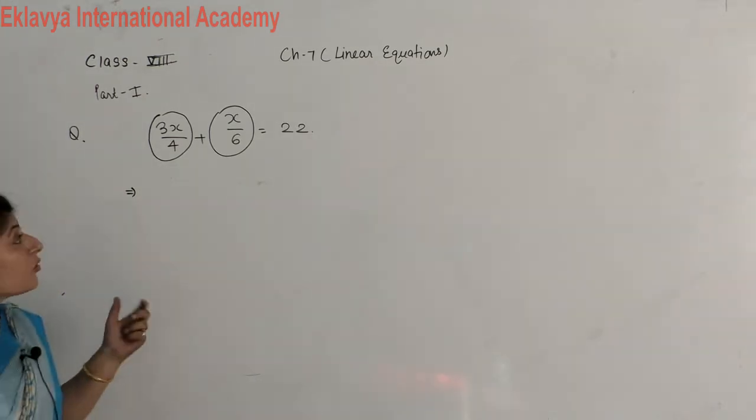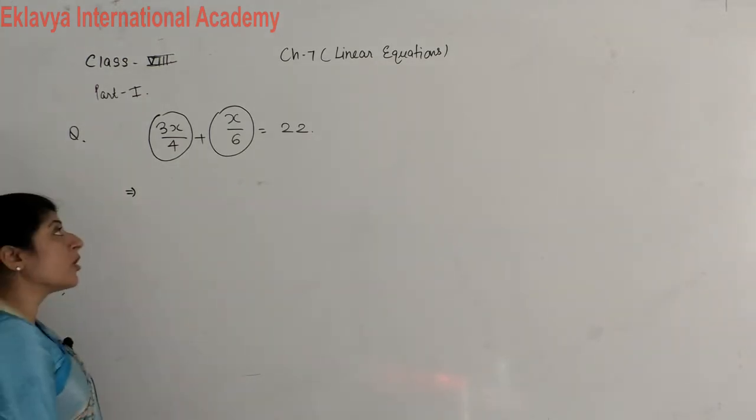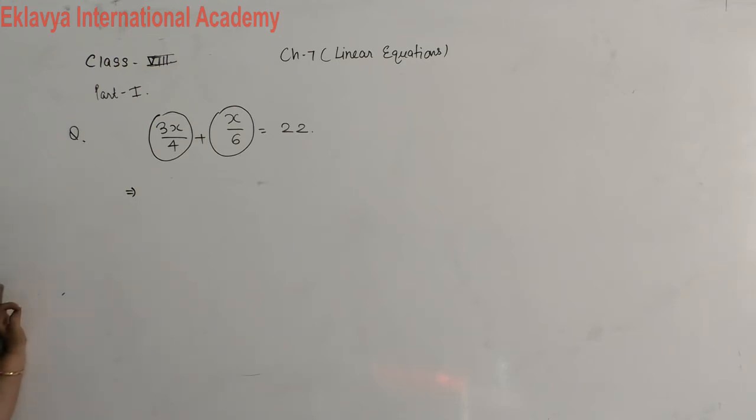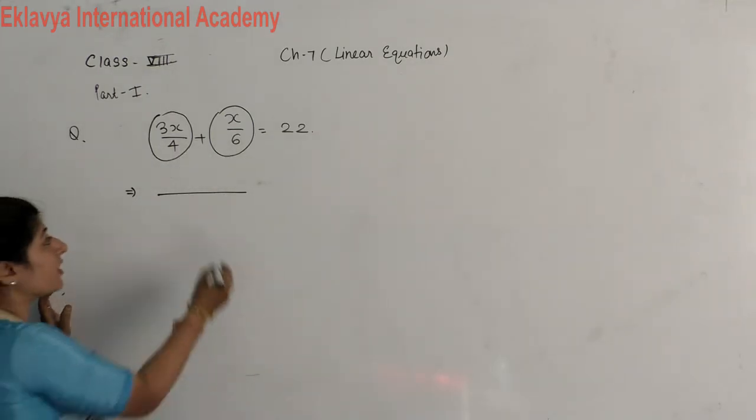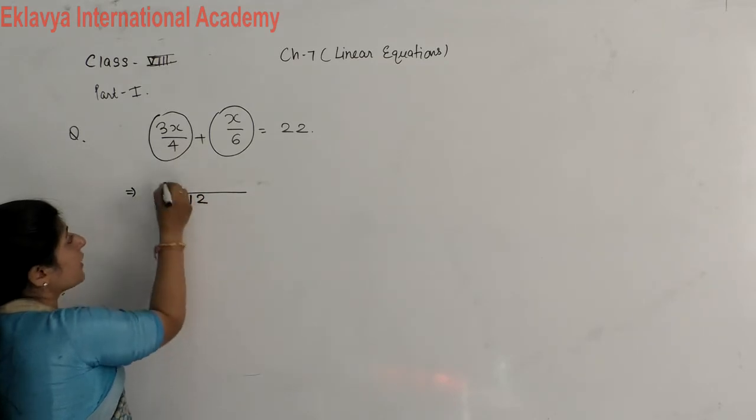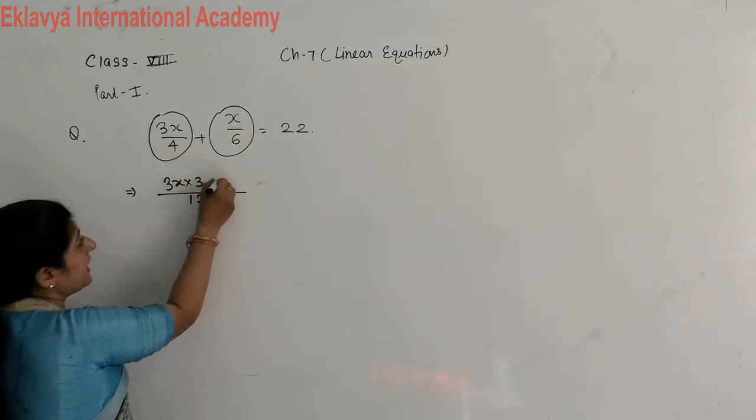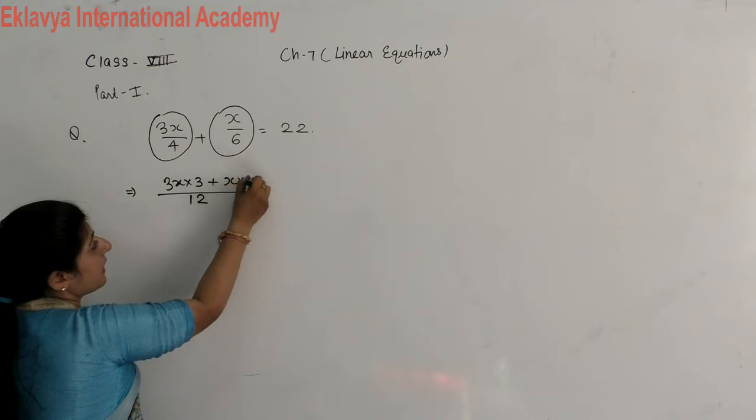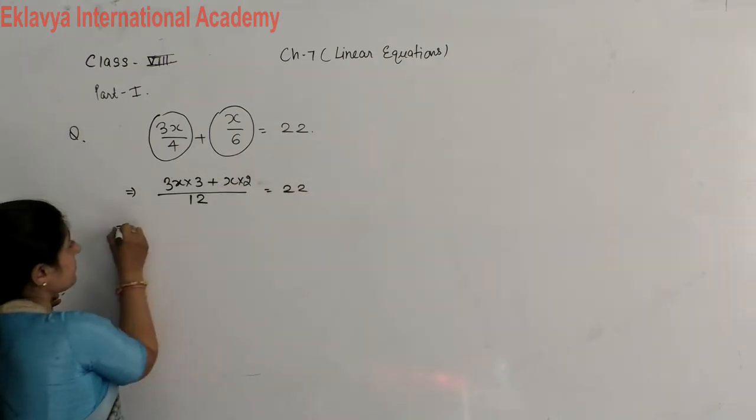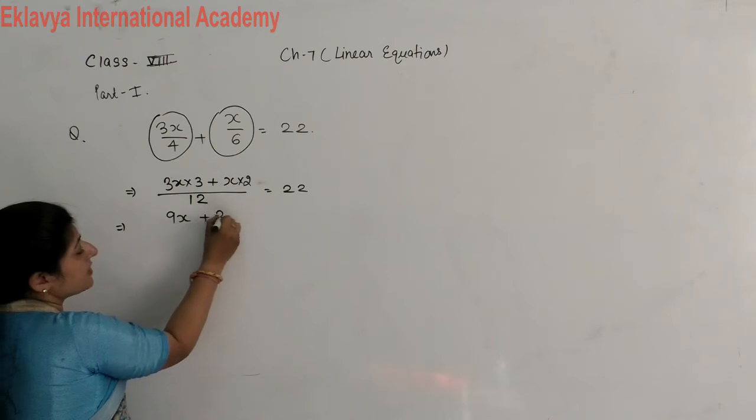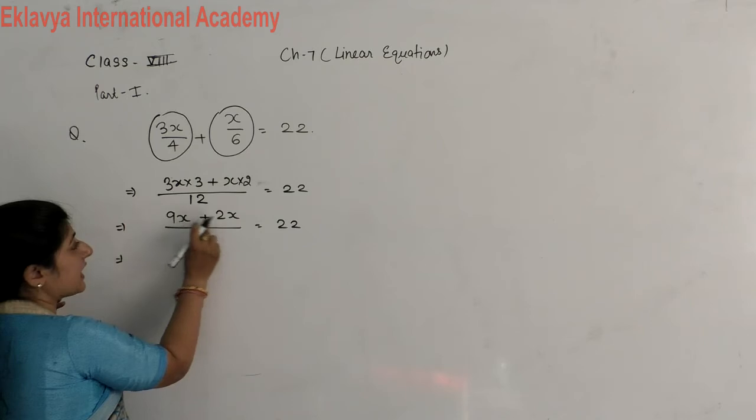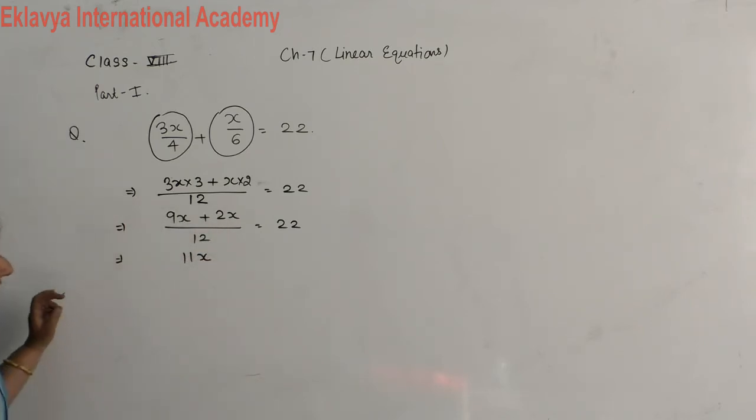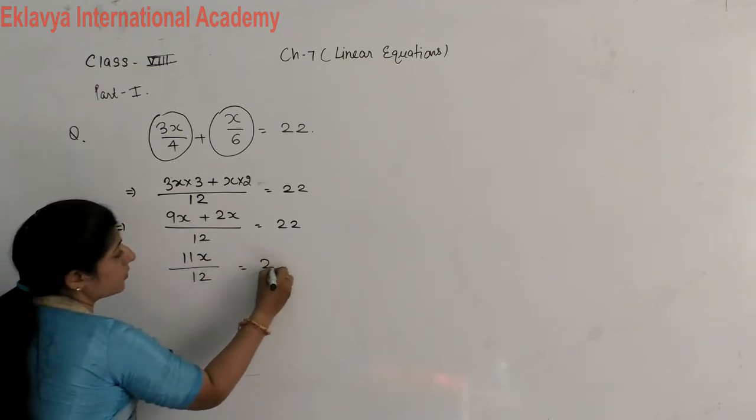It means firstly we will solve both these terms, and how to solve, you have already done that, how to add the algebraic expression. Firstly, take the LCM. What is the LCM of 4 and 6? This is equal to 12. Now 4 3s are 12, it means 3x multiplied by 3. 6 2s are 12, it means x multiplied by 2. 3 3s are 9x plus 2x divided by 12 is equal to 22. Now both are like terms, and 9 plus 2 is 11. 11x divided by 12 is equal to 22.